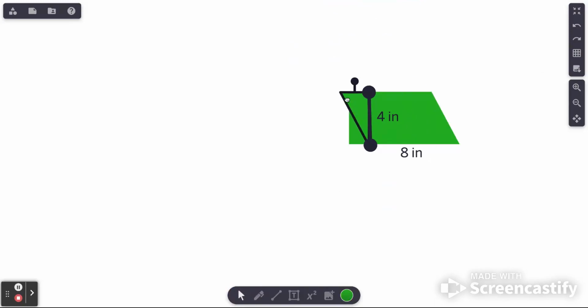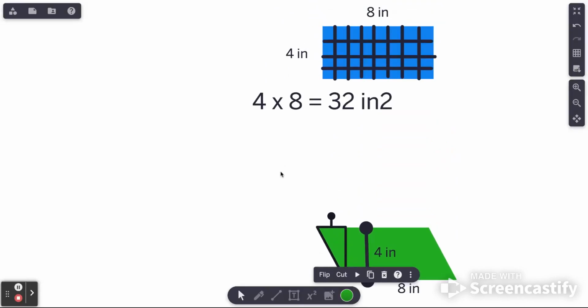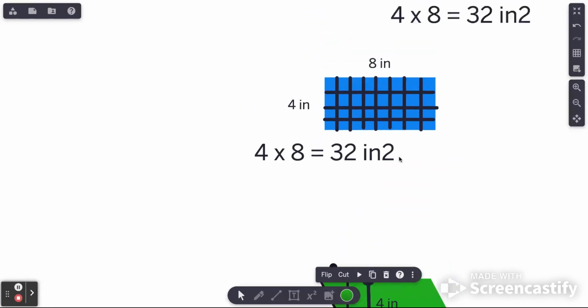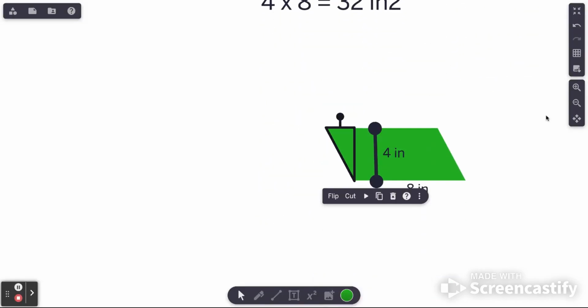So we can see that with a parallelogram, we can still use the same equation that we would use with a rectangle, which is your base times your height. And it will work. We could try that with more examples to show that even more. But that is the basics of how you would find the area of a parallelogram.